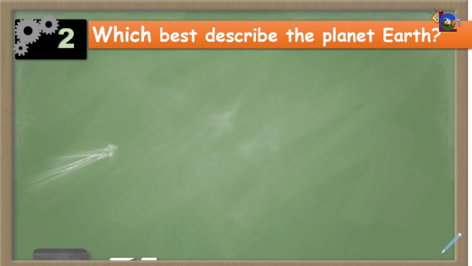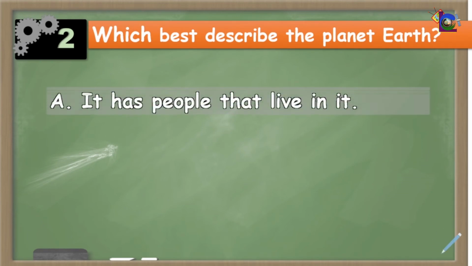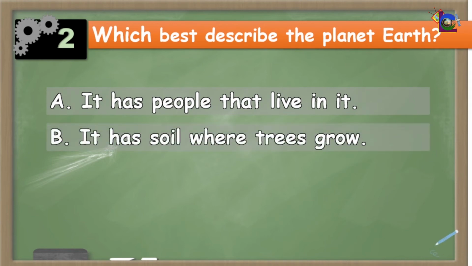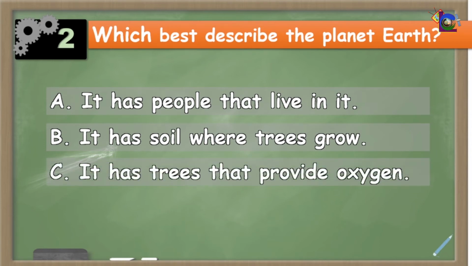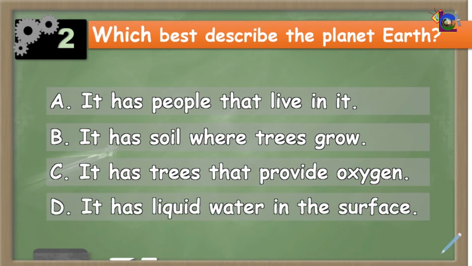Question number 2. Which best describes the planet Earth? Is it A, it has people that live in it? B, it has soil where trees grow? C, it has trees that provide oxygen? Or letter D, it has liquid water on the surface? The correct answer is letter D.